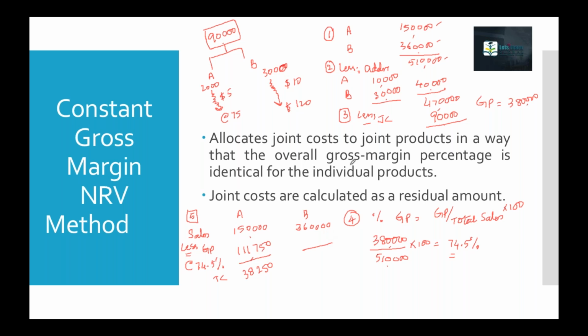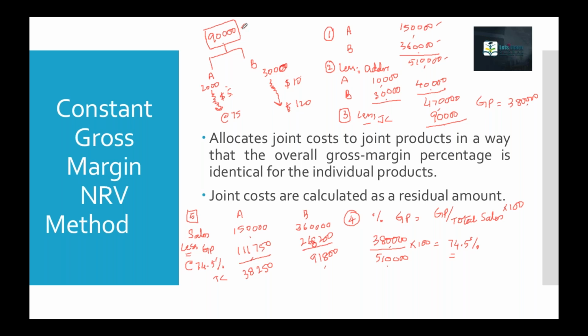Likewise here also 360,000 times 74.5%, 268,200. Deduct it, you will get 91,800. This is a total cost. See, total cost includes this 90,000 and this $5 and $10 on these amounts. So I know what is the joint cost incurred, what is the further cost incurred on these products.